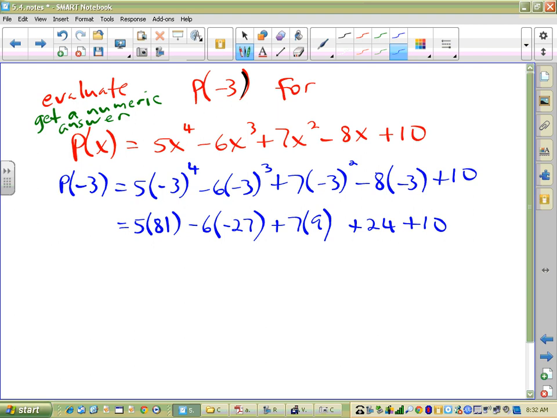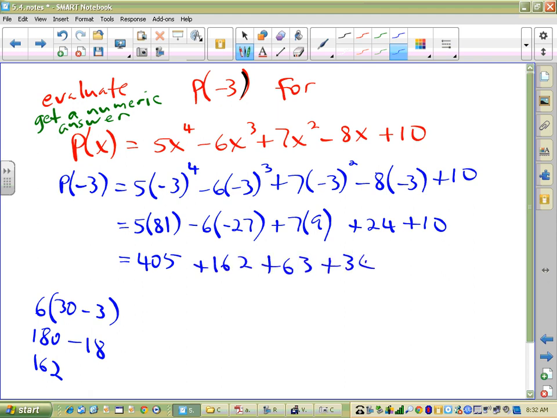Notice I haven't used a calculator once. 5 times 80, 5 times 8 is 40. 5 times 81 is going to be 405. Now you might say, well, 6 times 27, you can't do that. Watch me. 6 times 30 minus 3. That's 180 minus 18. That's 162. So that's going to be plus 162, plus 63, plus 34. Okay. No calculator needed so far.